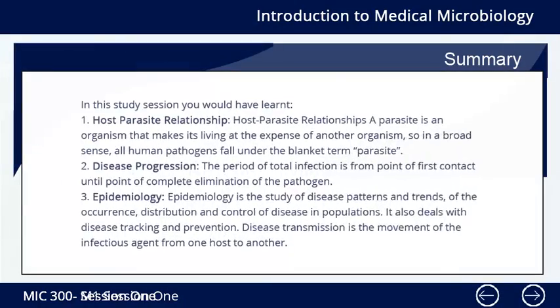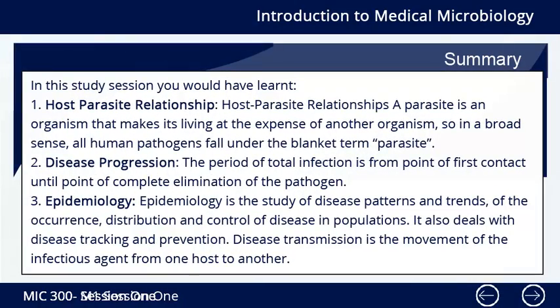In summary, in this study session, you should have learned, firstly, the host-parasite relationship. A parasite is an organism that makes its living at the expense of another organism. So, in a broad sense, all human pathogens fall under the blanket term parasite. A parasite derives its nutrients and ecosystem from the host and is able to grow and reproduce in this environment.